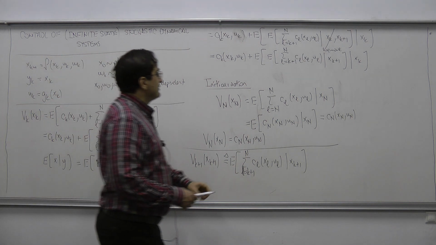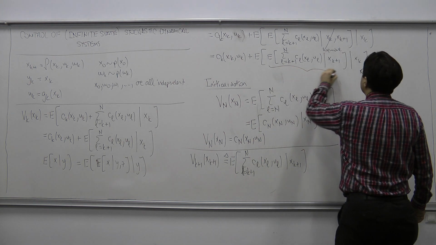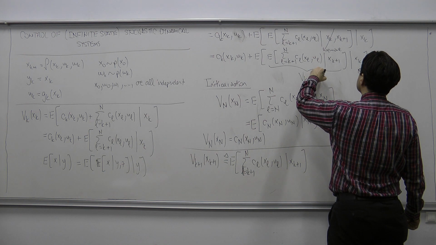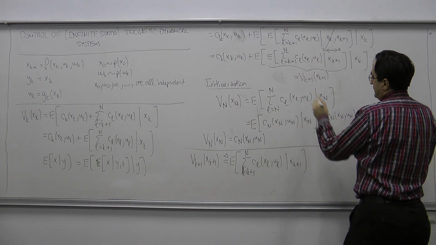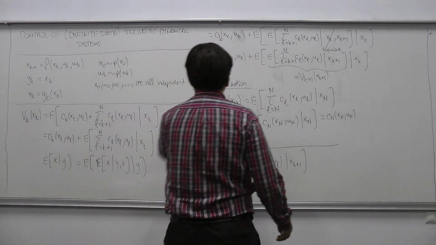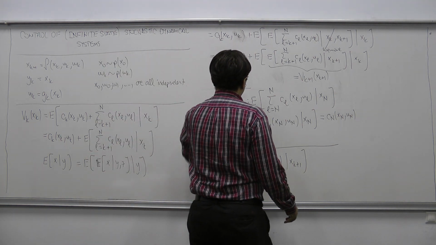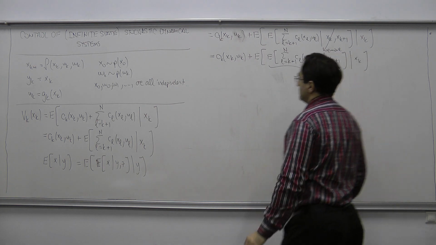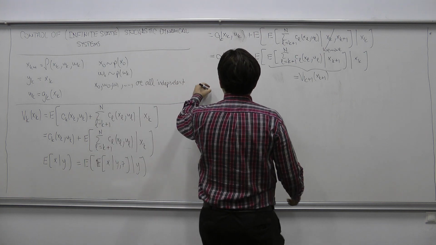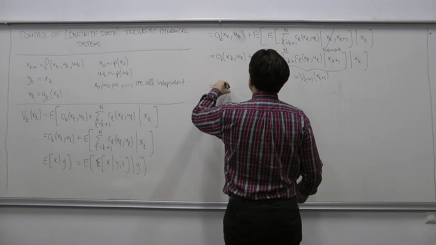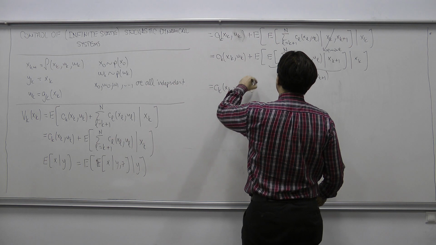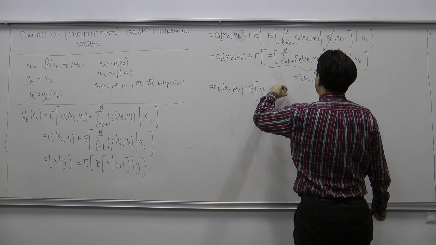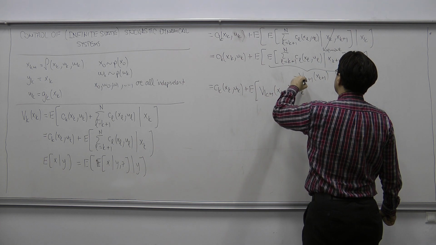So now I see that this inner expectation is nothing but my Vk plus 1, xk plus 1. Okay? So I can now write my recursive formula. This is equal to ck, xk, uk plus the expectation, where the inner expectation is nothing but Vk plus 1, xk plus 1, given xk.